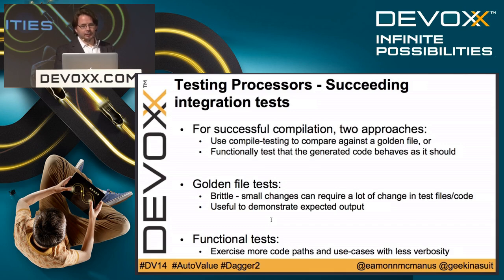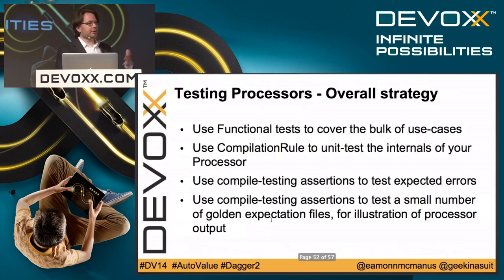This is my rule of thumb. The bulk of your use cases should be functional. Test a few goldens to make sure that the processor output looks the way you expect, but don't overdo it. Test your expected errors, and unit test as much as you can in the process.